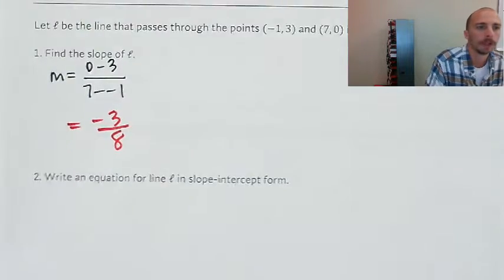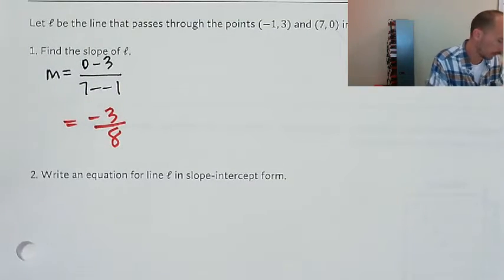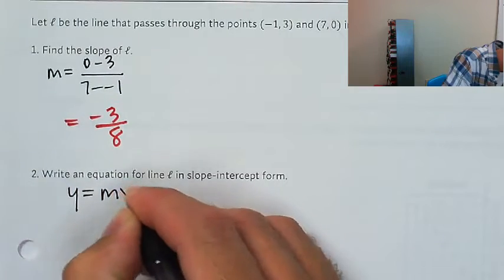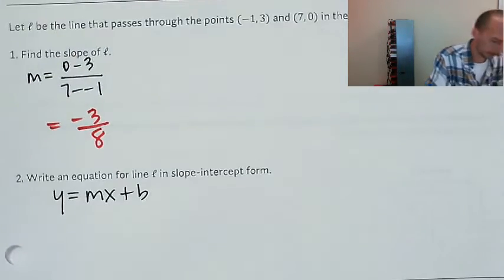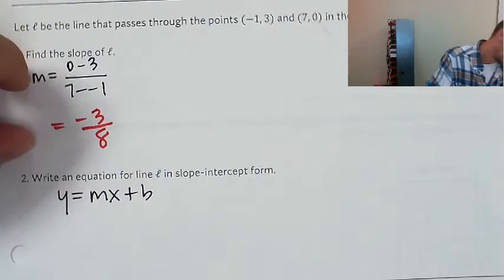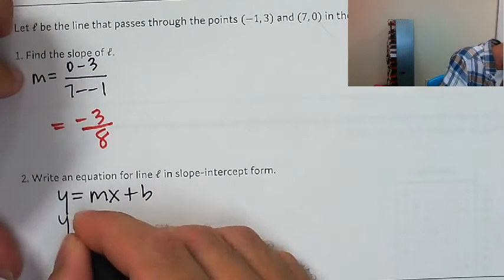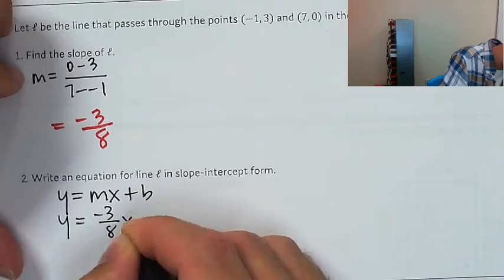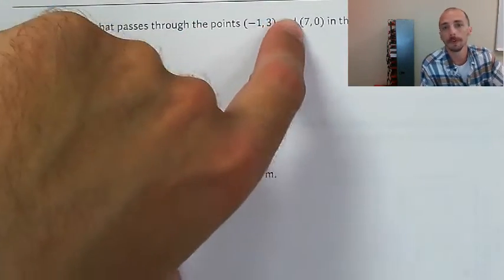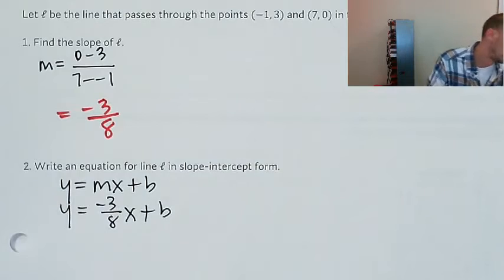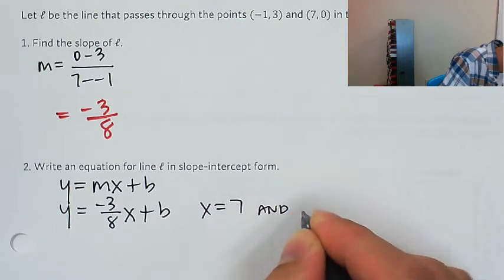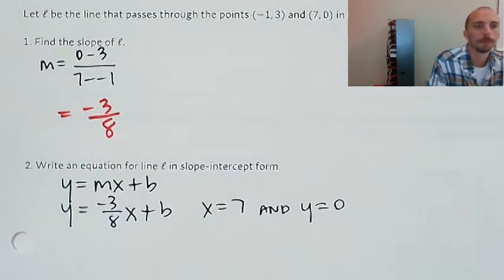All right, now we're going to write an equation for line L in slope-intercept form. And we know that slope-intercept form is y equals mx plus b. And we already know the value of m because, well, we just did that in number 1. So, okay, now I'm going to choose one of these points. Now I'm going to choose 7, 0 because I like to work with 0. It makes stuff easy. So I'm going to let x equals 7 and y equals 0.